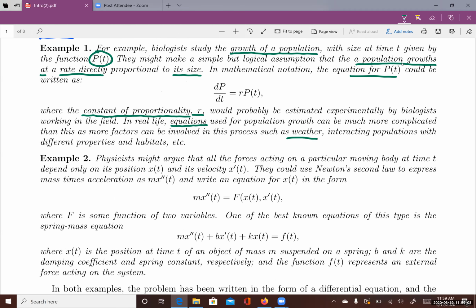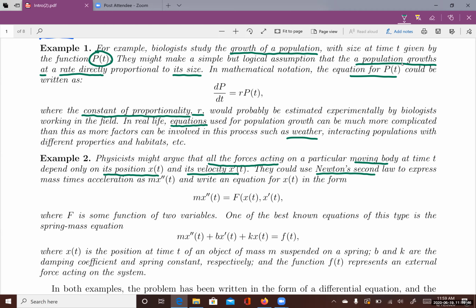Let's look at the second example. Physicists, right? They might argue that all the forces acting on a particular moving body at time t only depend on its position and its velocity. So an object is moving, and what are the forces that apply to that moving object? They argue that position will play a big role, and also the velocity, at what speed the object is moving, will play a big role in determining other forces that are acting on that moving object.